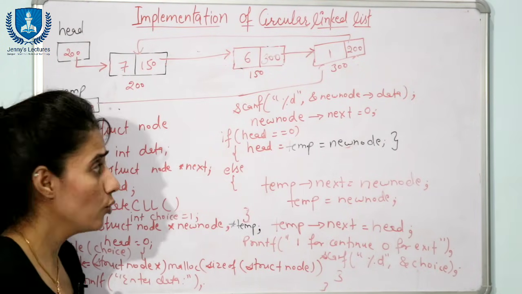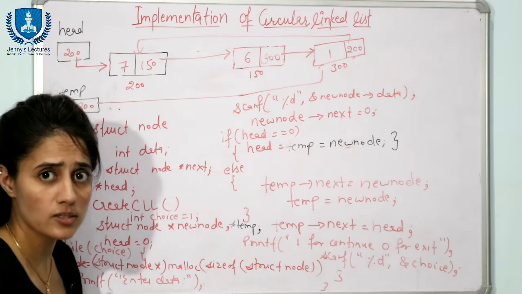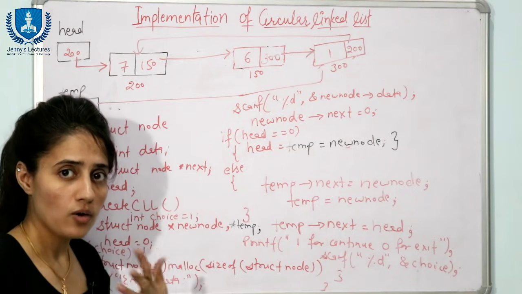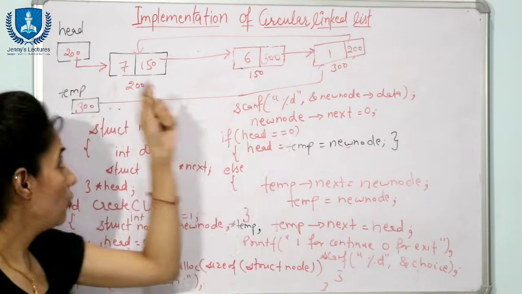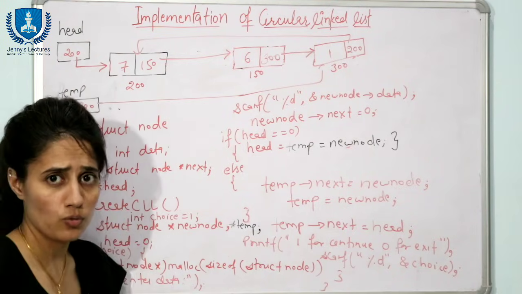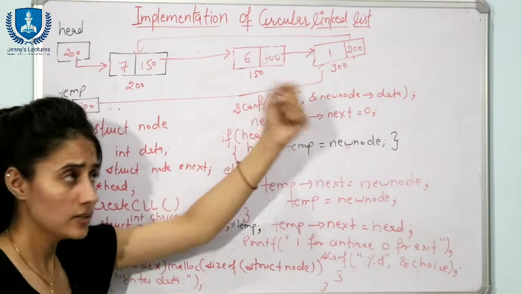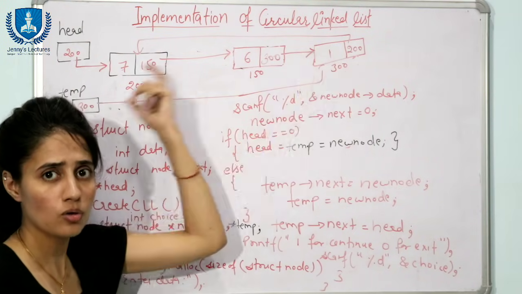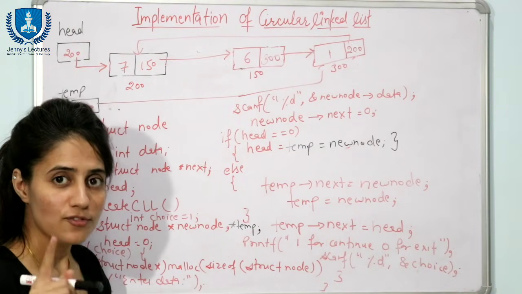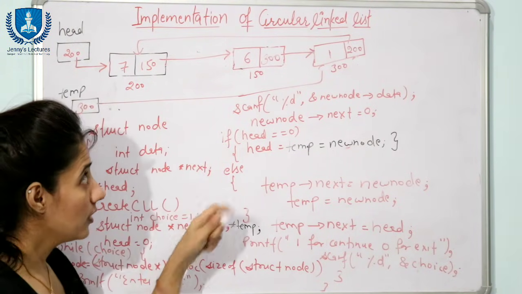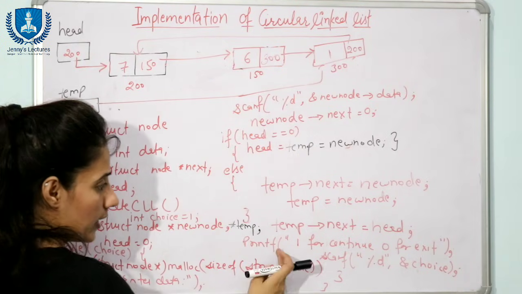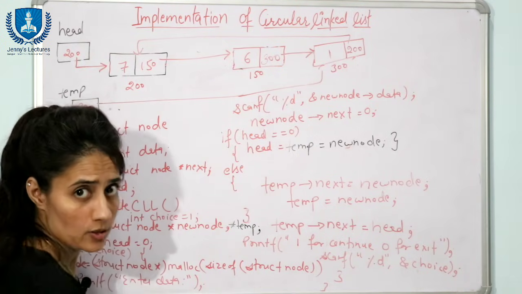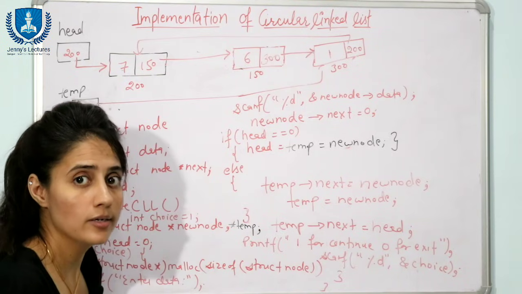This is not the only way to create a circular linked list. Sometimes you find that they maintain the last node, not the head node. That is also fine. You can maintain a last node, the tail node, not the head node. And if you want to cross-check that we have created a circular linked list or not, then what you can do is, after this printf and scanf, maybe after this while loop, you can print something.